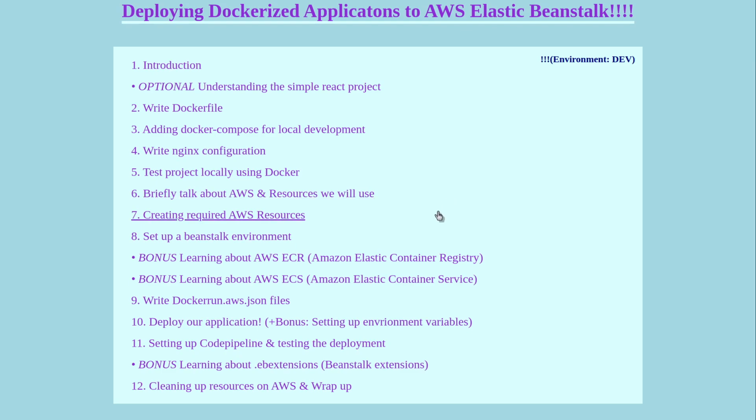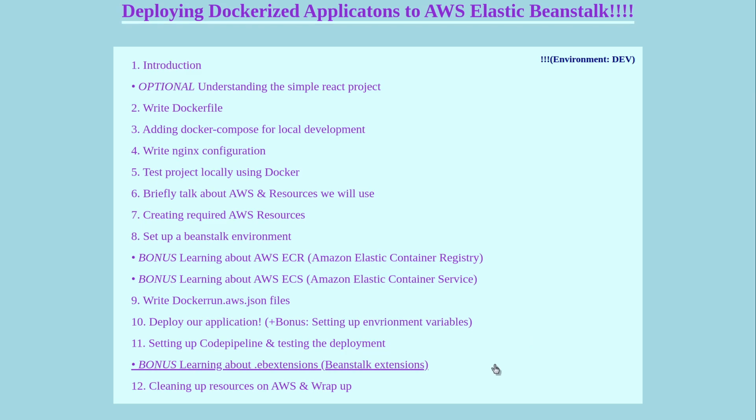We will be creating the AWS resources together. We would set up our requirements. Then we have these bonus tutorials I just mentioned, some learning about ECS, some learnings about ECR. Then we would be writing those all important Dockerrun.aws.json files, which actually have all the configuration that we need to run our Beanstalk applications. We'll finally deploy our applications. We'll set up a CodePipeline, and we'll also test the deployment a couple of times.